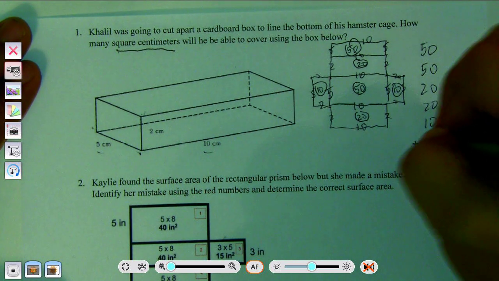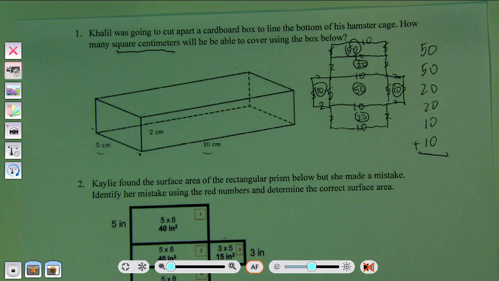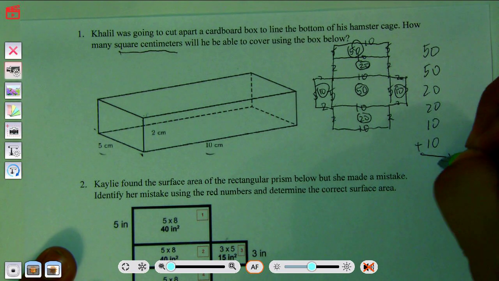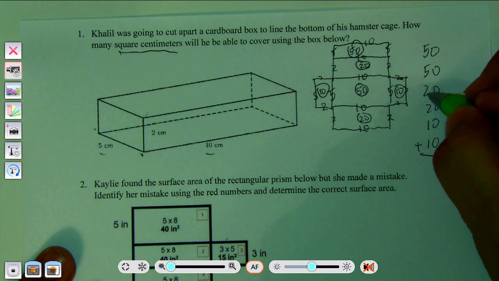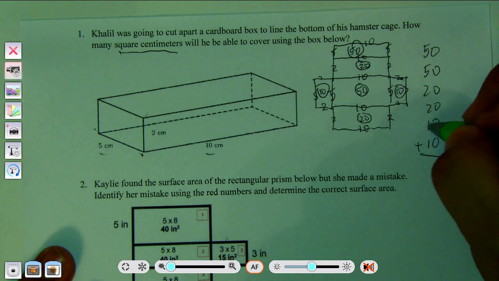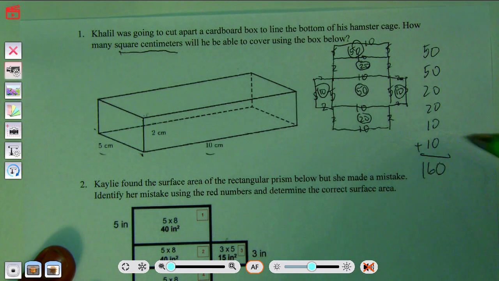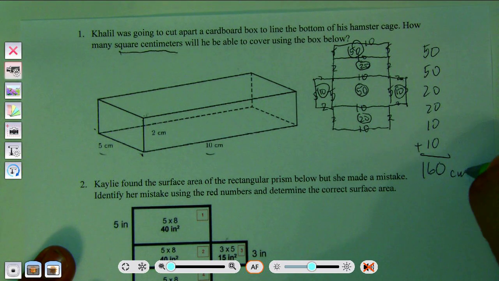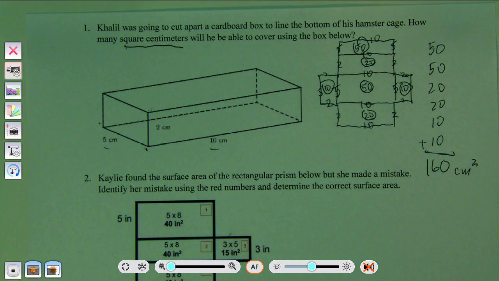When you do the rectangular prism, it's always 2 of each. So the front and the back are going to be the same. The top and the bottom are going to be the same. The left and right are going to be the same. It's always sets of 2. So we can add all these up. Well, that's a 0, 5, 10, 12, 14, 15, 16. So this is 160 square centimeters.